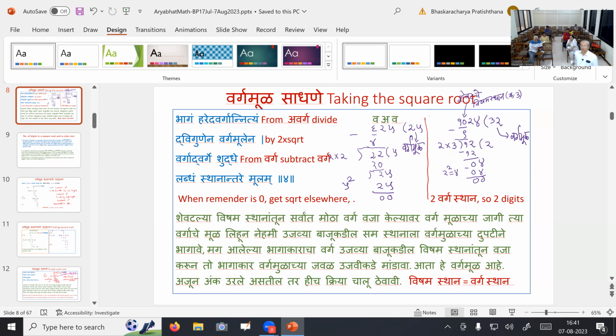So I have written the explanation that Vishamasthana is equal to Vargasthana, because one has to understand the meaning of this, explain the meaning of this. Bhagam Haret Avargan Nityam. So what is the meaning of Avarga? He has used it, but he has not explained what it is. But we have to make out what he wants to say.